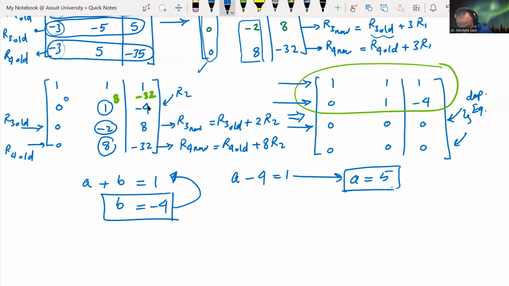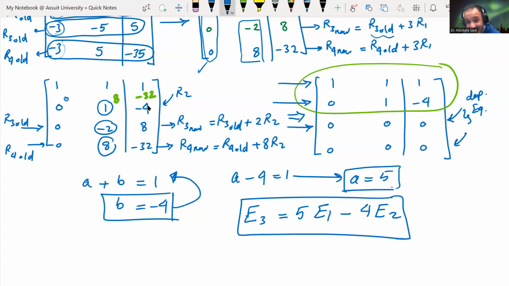In this example, we can say now that R3, sorry, equation 3, you can also call it row in a matrix form, that's fine, equation 3 equals 5 times equation 1 plus -4 times equation 2. That's the solution. Can we check if our solution is correct or wrong?